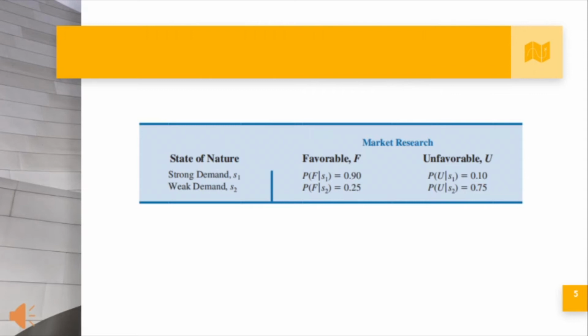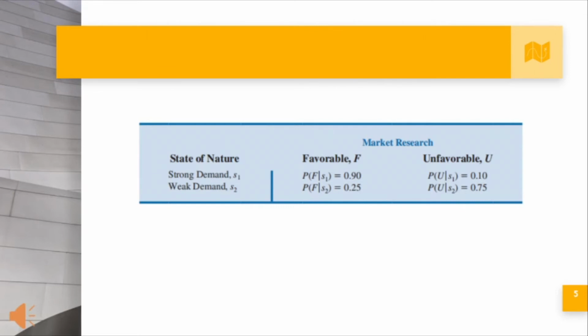Note that the preceding probability assessments provide a reasonable degree of confidence in the market research study. If the true state of nature is strong, the probability of a favorable market research report is 0.90, and the probability of an unfavorable market research report is 0.10. If the true state of nature is weak, the probability of a favorable market research report is 0.25, and the probability of an unfavorable market research report is 0.75.